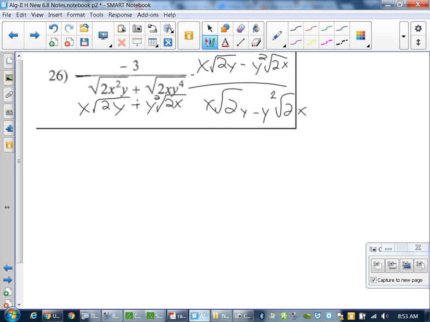Okay. So I'm going to have x times the square root of 2y gives me x squared 2y, so it'll be 2x squared y. Subtract y squared is y to the 4th. Root 2x is 2x. So I'm going to have 2x y to the 4th then. And then numerator.